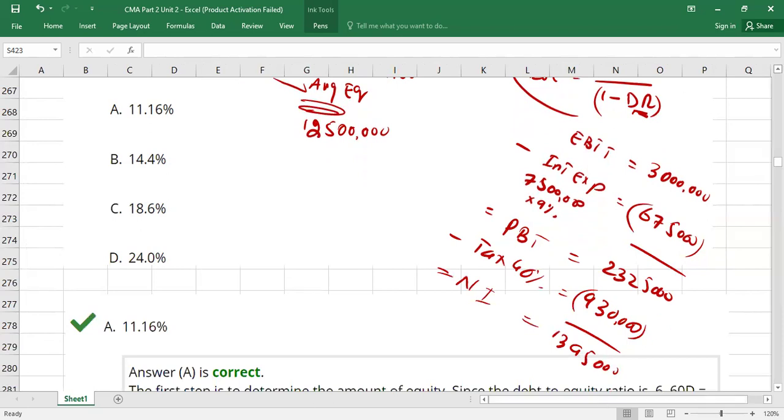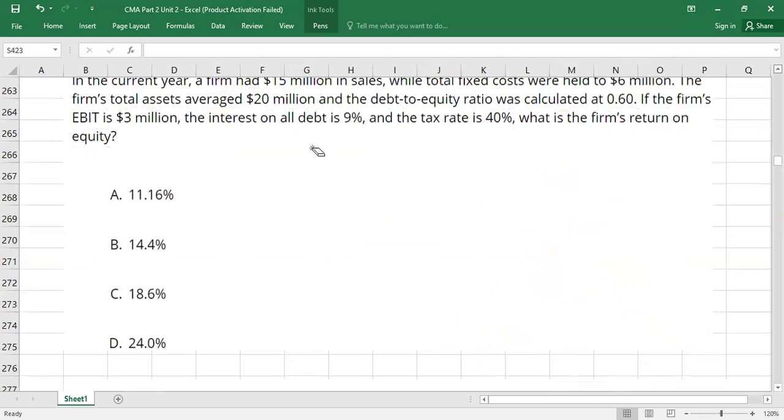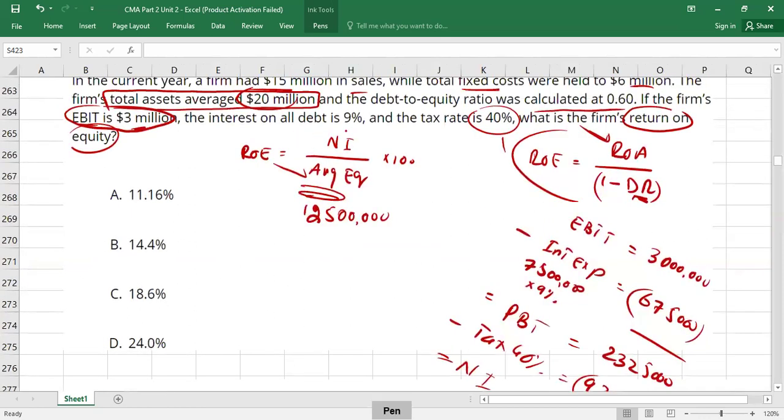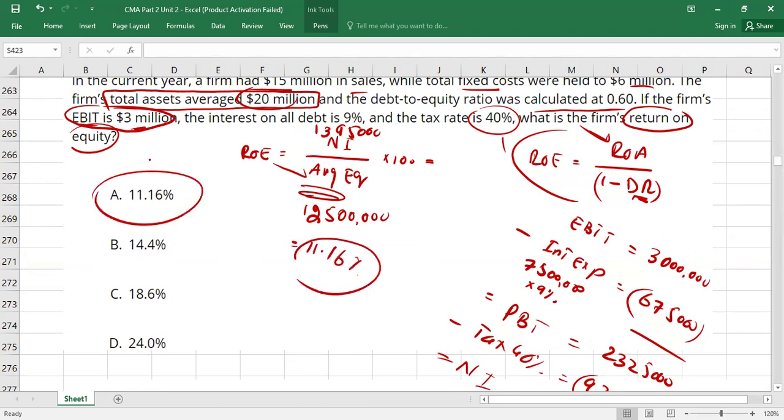So I can put it here now in the equation. Net income is 1,395,000, and multiply by 100. So what's the answer now? It is 11.16%. So A is the option, guys. I know it's a technical question, obviously. Every question will not be simple, guys. Some questions will be technical also.